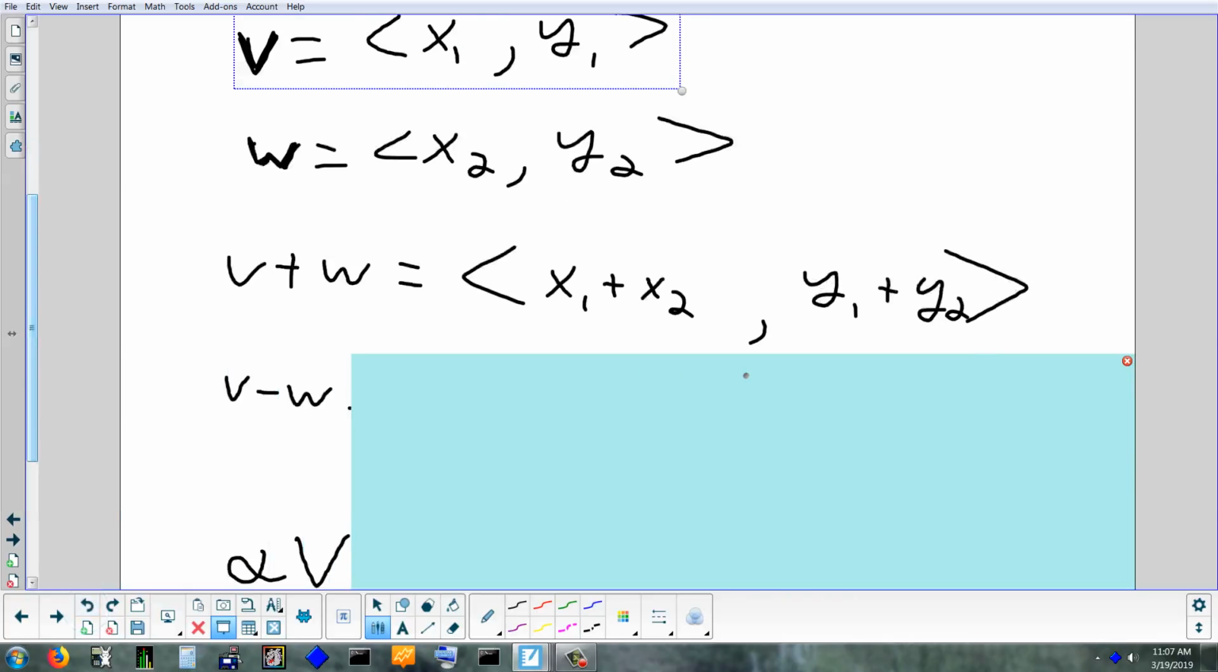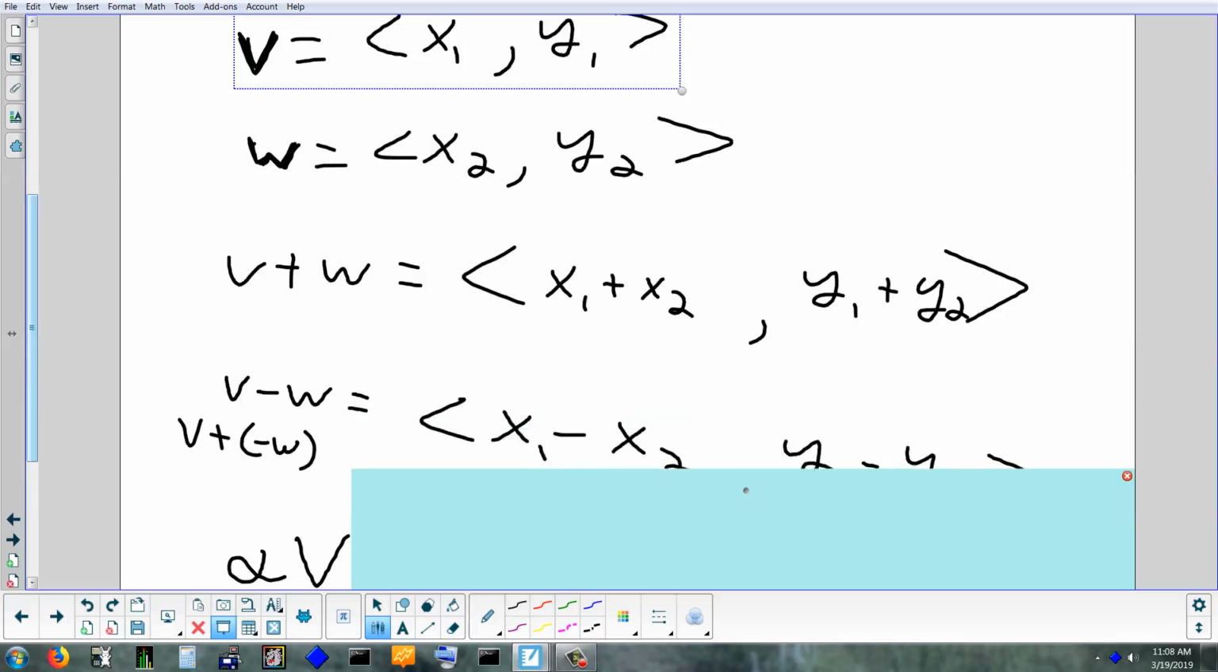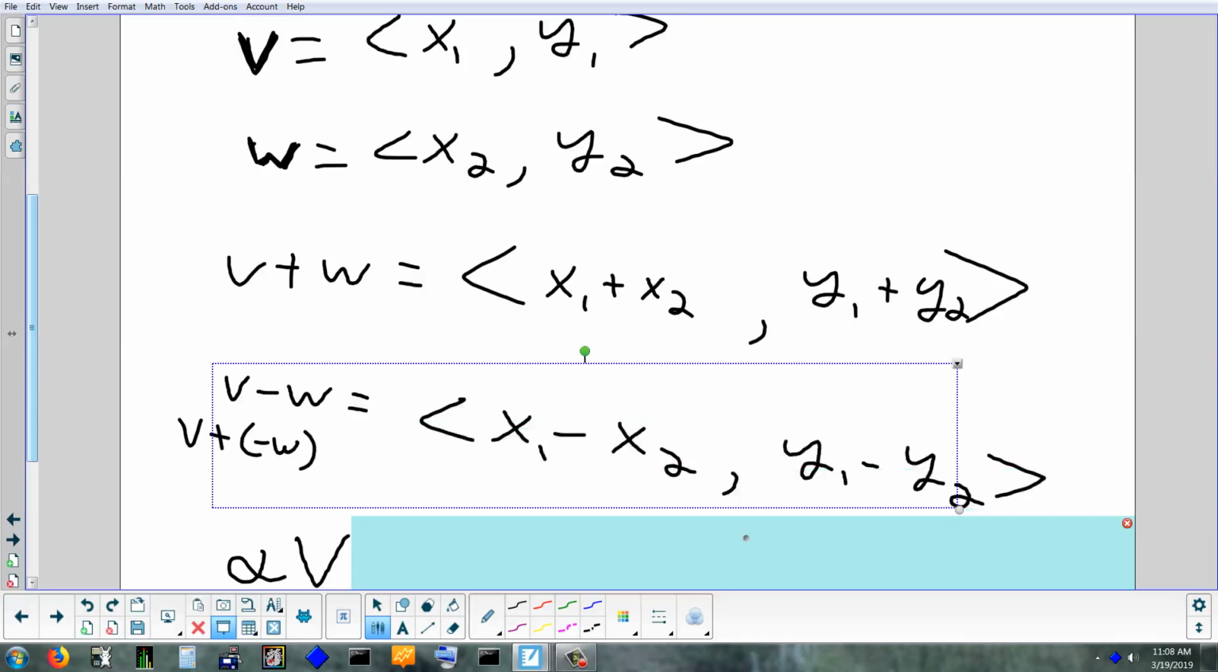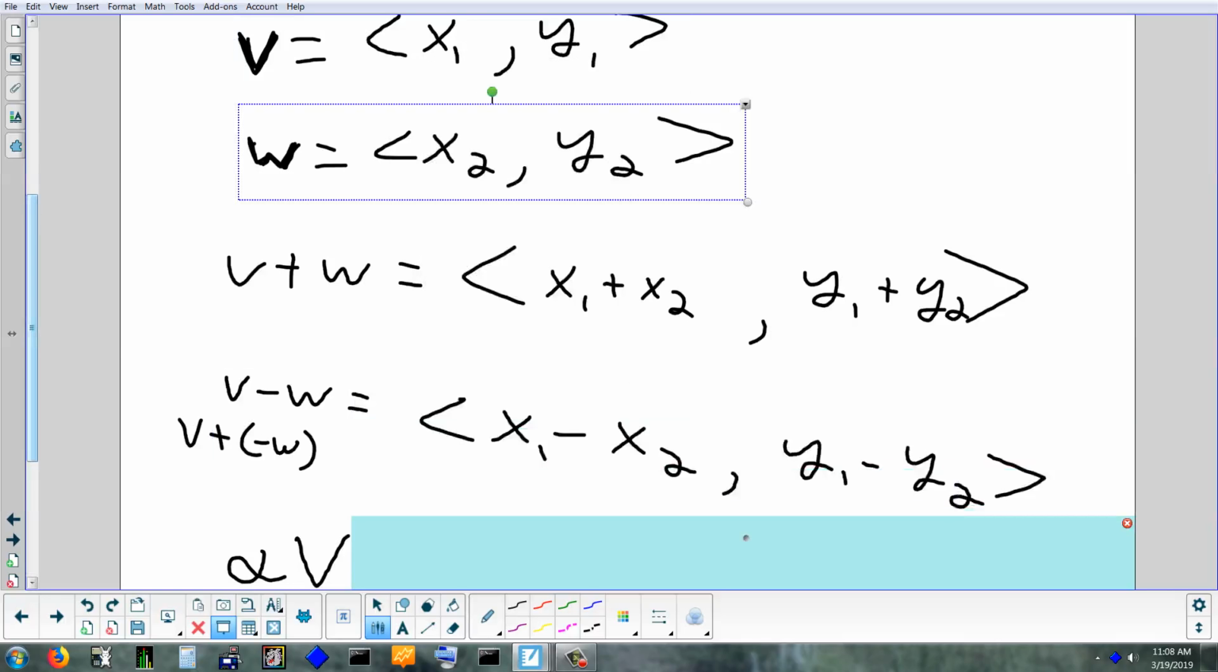Now, subtraction, that was one extra step. It wasn't really that much harder. We still think of it as addition, but we had to take the second vector, flip it around, and then add it. Well, if you just do arithmetic, it's a lot easier. All you have to do is subtract. But the order is important. V minus w means start with the v component and then subtract the w component. So the x1 or y1 is always first, and the x2 or y2 would always be second, in this case.